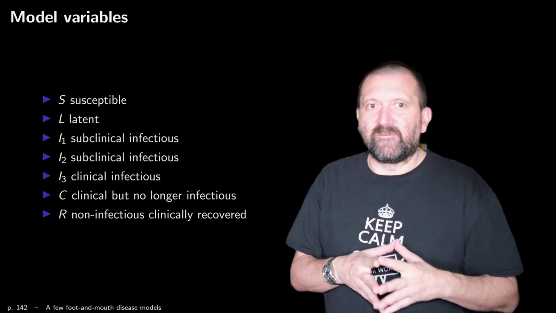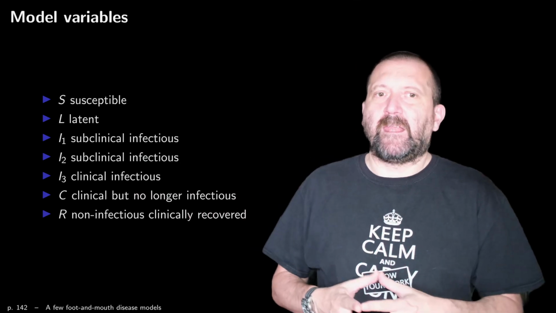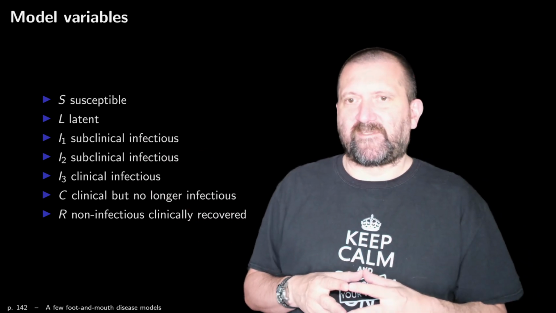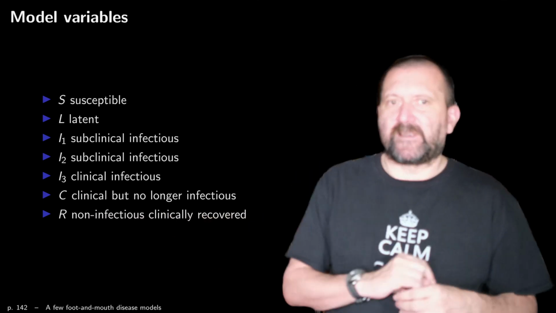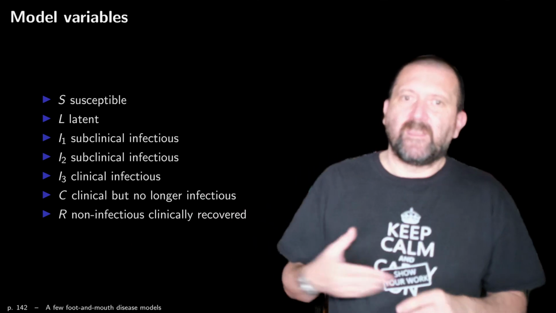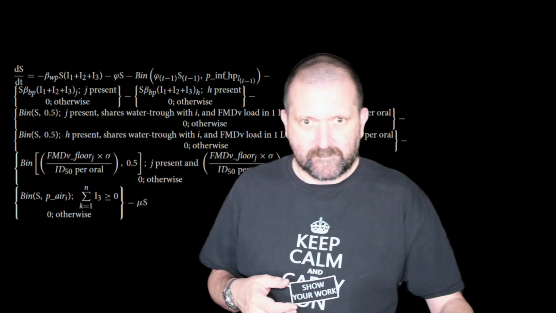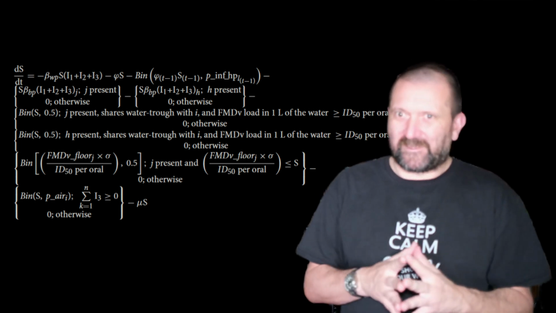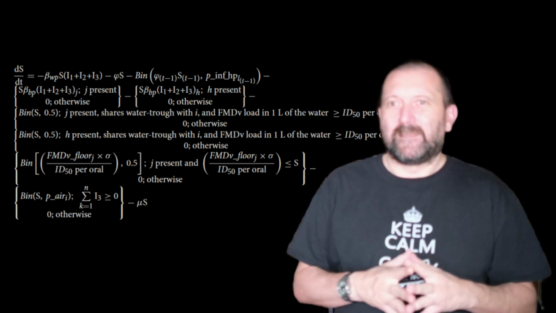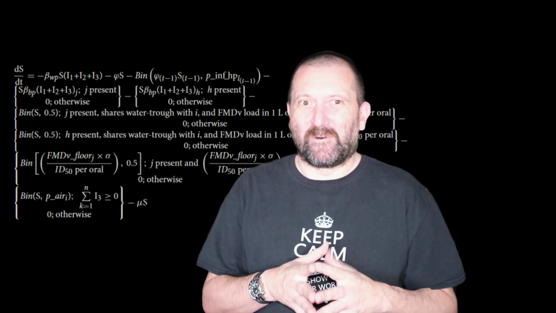Now, the model uses a certain number of variables. So they have susceptible, latent, and they have three infectious compartments. They have two that are subclinical, so before you actually see symptoms, and then they have clinical infectious. They have clinical, but no longer infectious, and non-infectious, clinically recovered. And that's quite interesting here. The equations for S and for L are not trivial. So let me go through this a little bit.